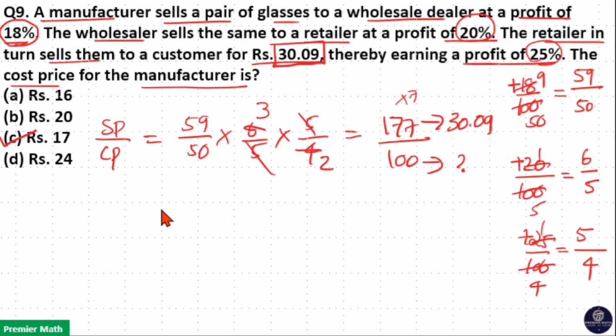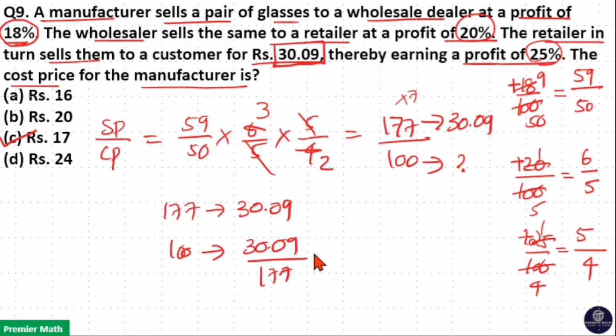So here 177 part is 30.09. Then 100 part is 30.09 divided by 177 into 100. Now this goes 17 times. 177 goes 17 times in 3009. So option C is your answer.